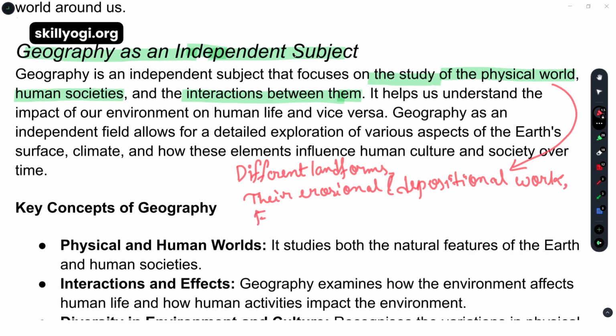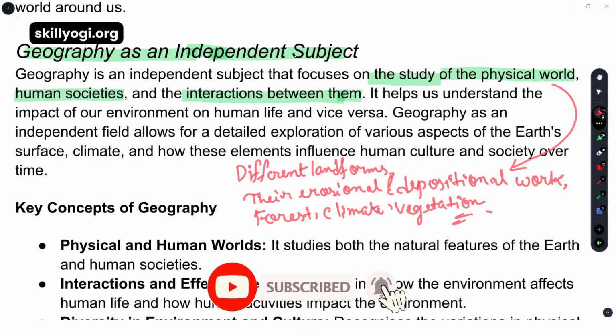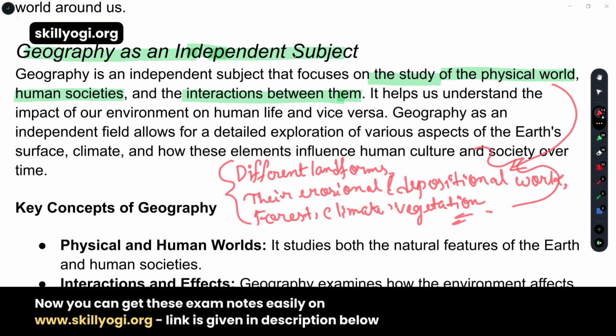After that, forest, climate, vegetation, everything they are describing in the physical world. Remember, this is also related to the physical world.